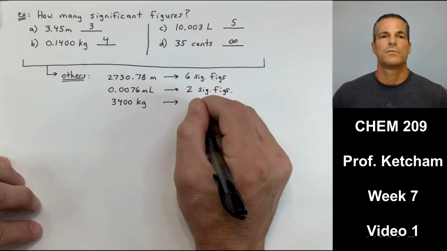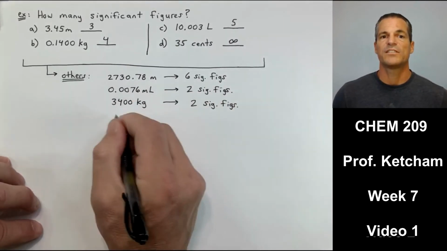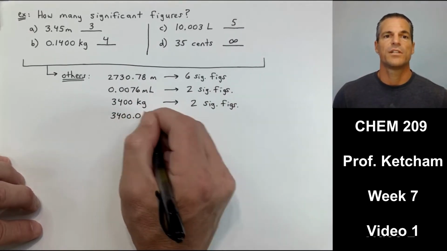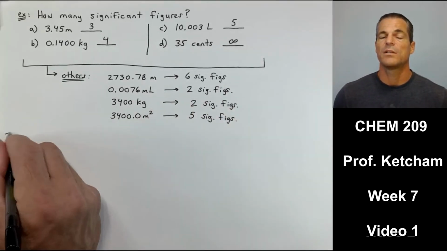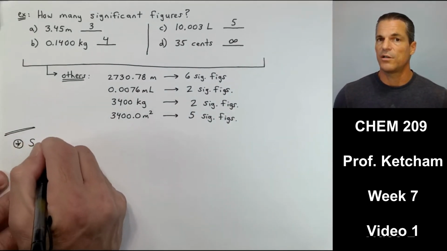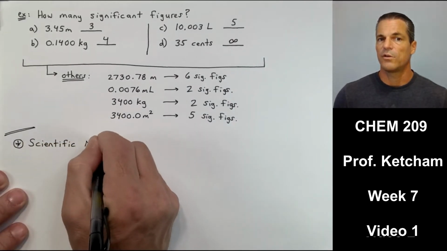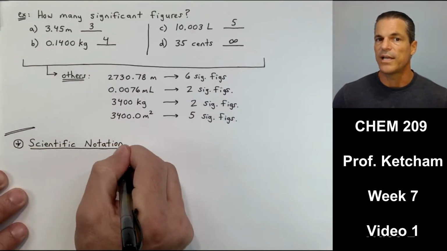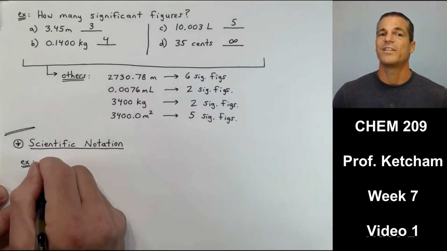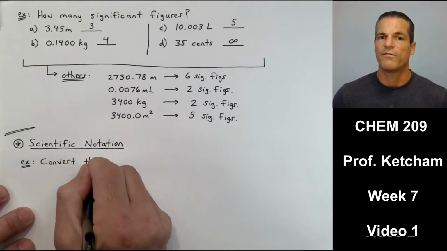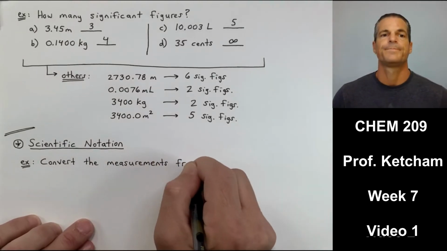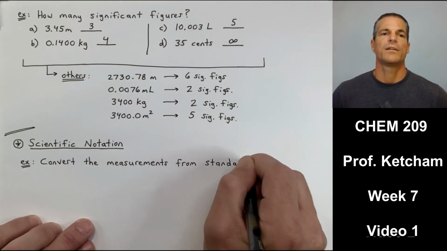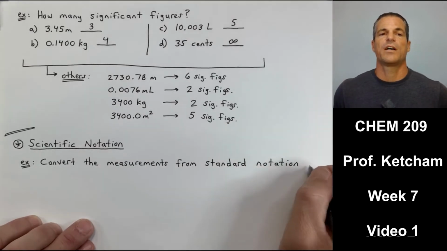Some others. 2730.78, 6 sig figs. 0.0076, 2 sig figs. 3,400 kilograms, 2 sig figs. Trailing zeros in 3,400 kilograms, but no decimal point. 3,400.0 meters squared, 5 sig figs. Trailing zeros in a decimal, they count. All right, moving on. Double lines means I'm moving on to a different topic.